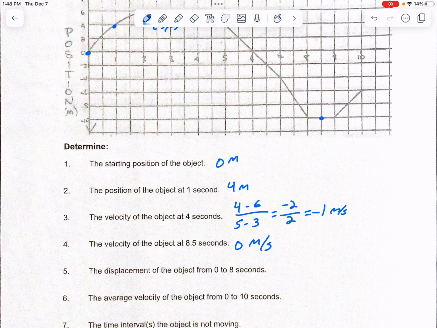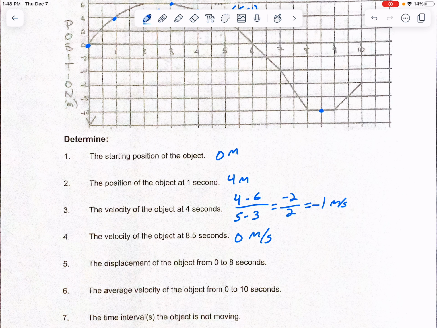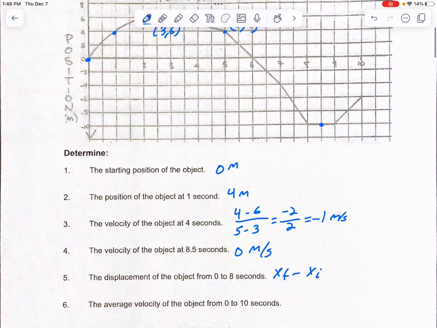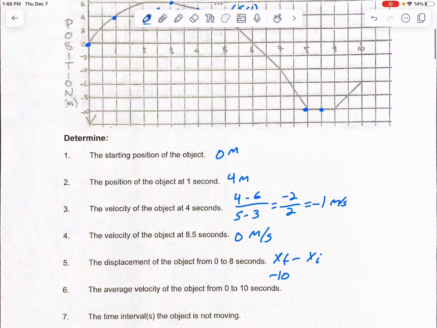Now displacement is just your change in position. That's just your change on the y-axis. Where did you end versus where did you start? It's basically your final position minus your initial position. So at 8 seconds, I'm right here, I'm at negative 10. So negative 10 minus, where did I start? I started at 0. So negative 10 minus 0 gives me negative 10. So that's all you had to do there.